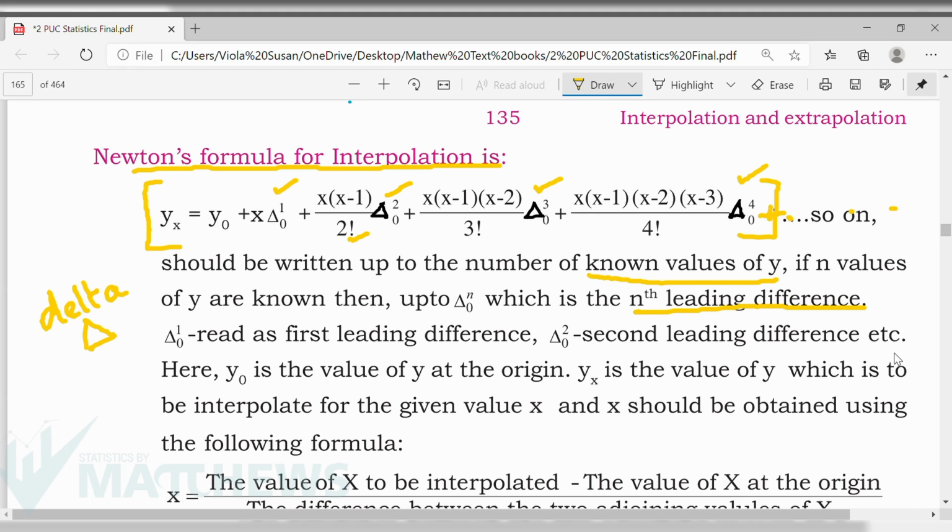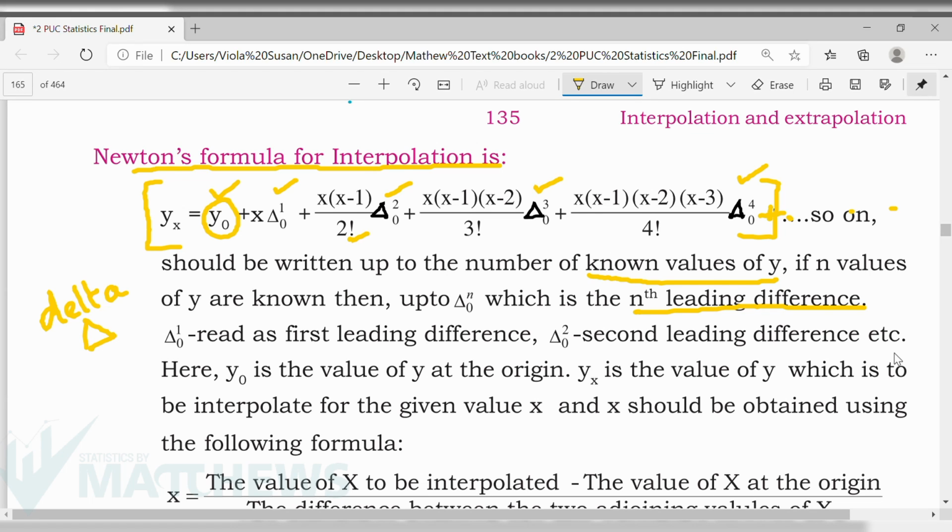Now, how to calculate that? All these things I will show you, and for that we need to form a leading difference table, students. Okay, so now in this, y_0 we can find out. The y_0 we know in the data that will be given, when we denote y_0, y_1, y_2, the first value of y will be y_0. And the deltas are all leading differences. I said we will see how to calculate them.